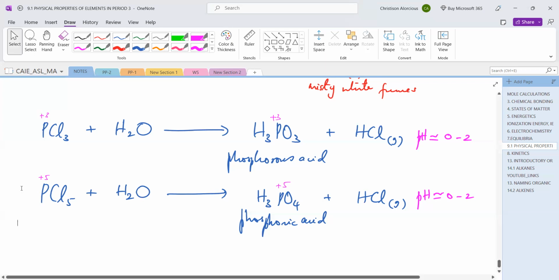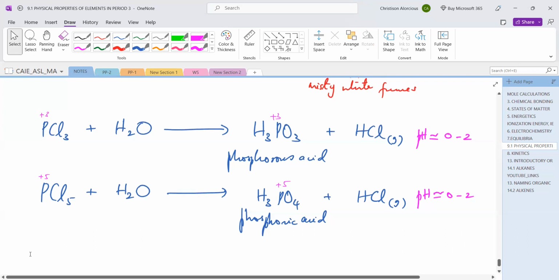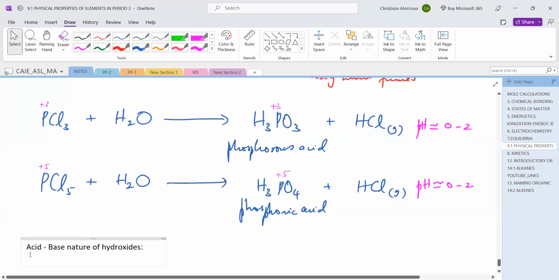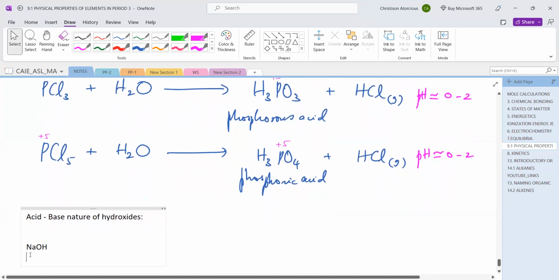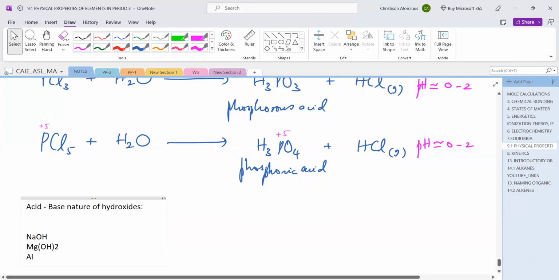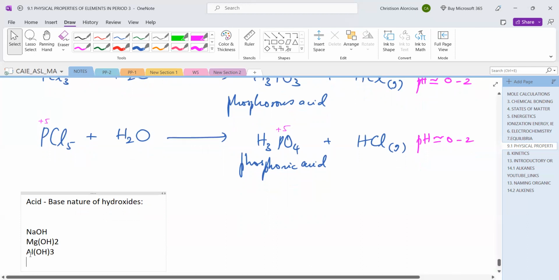Moving on, there's a little discussion also about the nature of the hydroxides, and the acid-base nature of the hydroxides. I don't think this is a big discussion because there are just 3 hydroxides that have been stated. One is sodium hydroxide, the other is magnesium hydroxide, and the third one is aluminum hydroxide. This is a new addition to the syllabus.